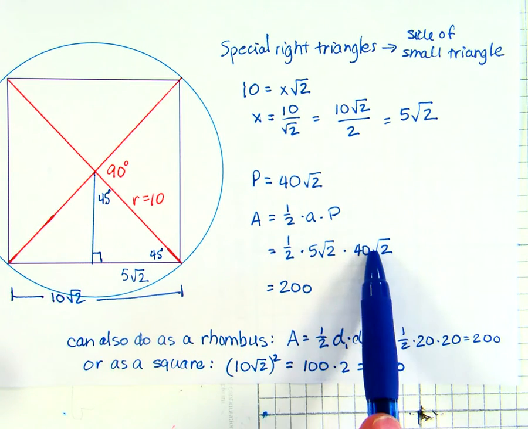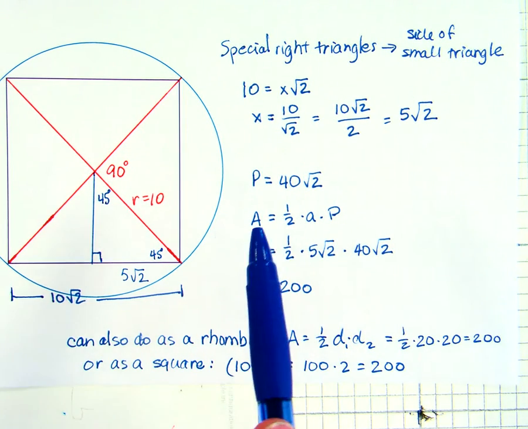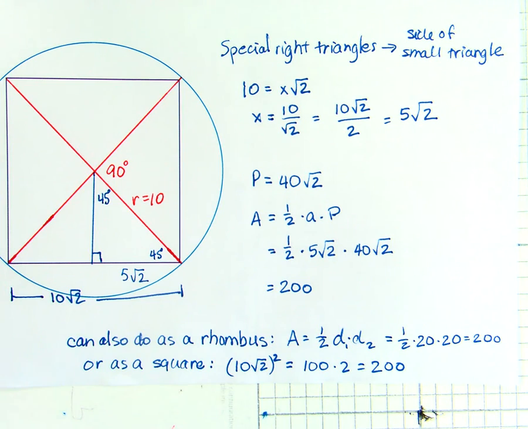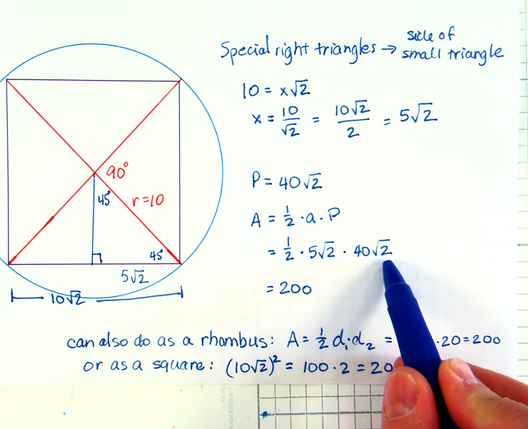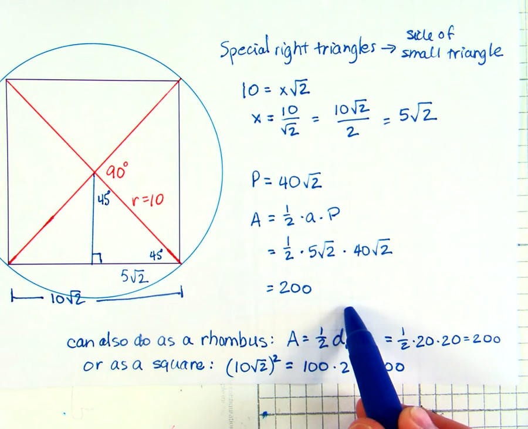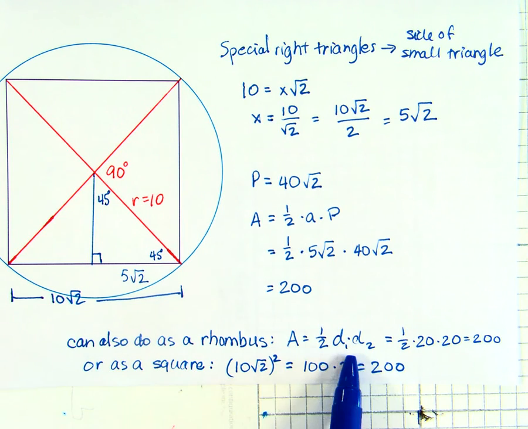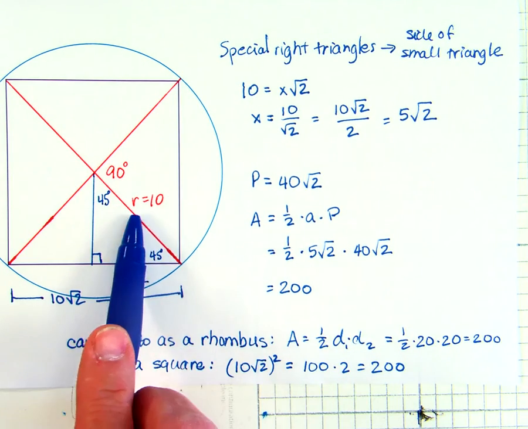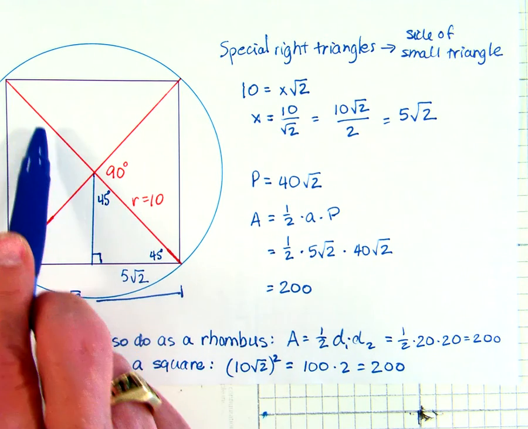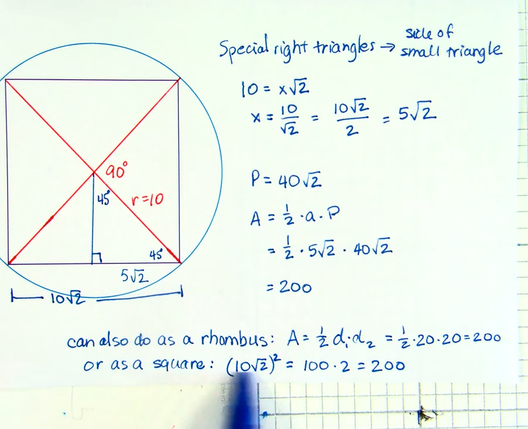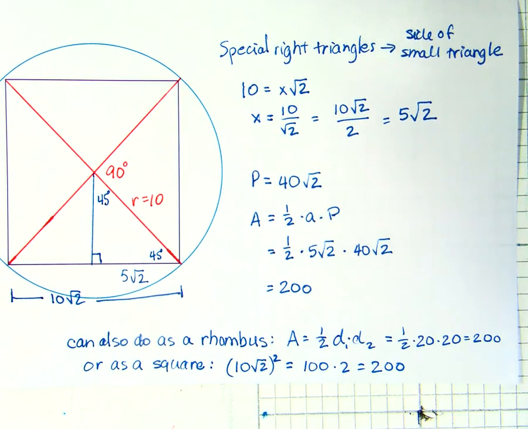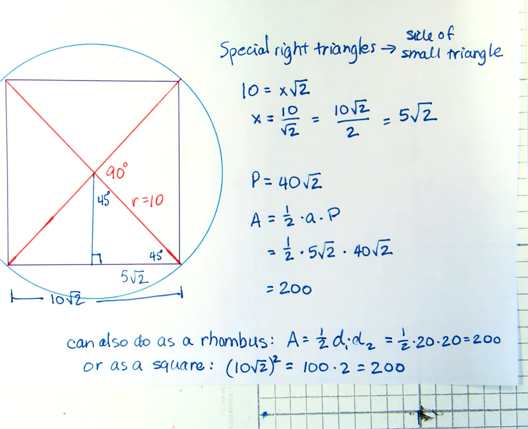Then I can go ahead and do the area. The area will be 1/2 of the apothem times the perimeter, or 200. This can also be done as a rhombus by using the diameters. This is probably the easiest way to do this one. Since the radius is 10, we can double it to be 20 and multiply. We can also work it as a square, which, if we have the right side, is the easiest way.